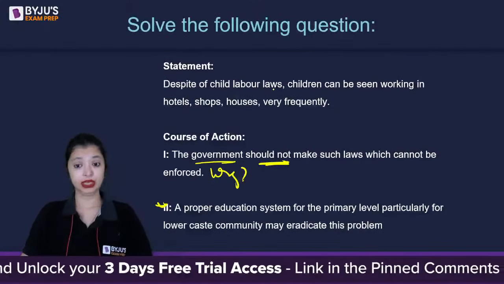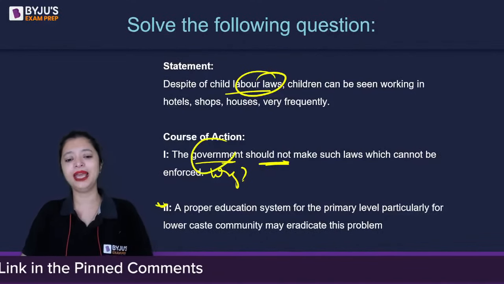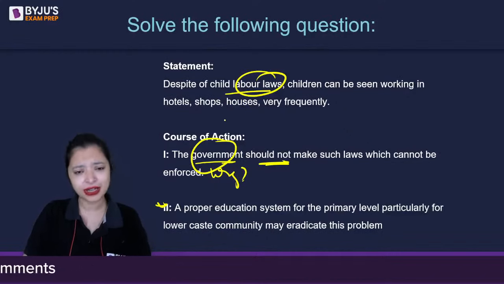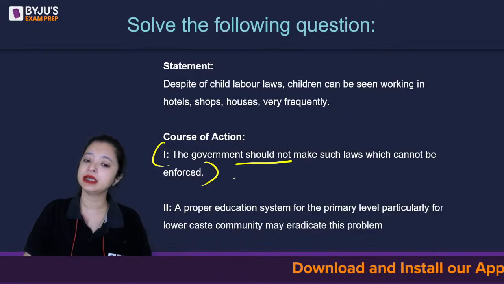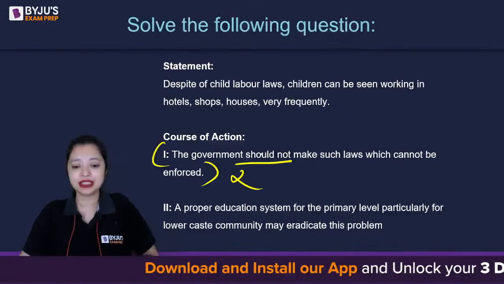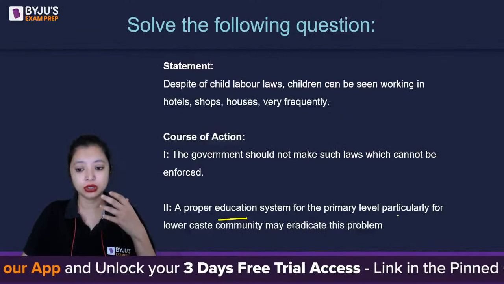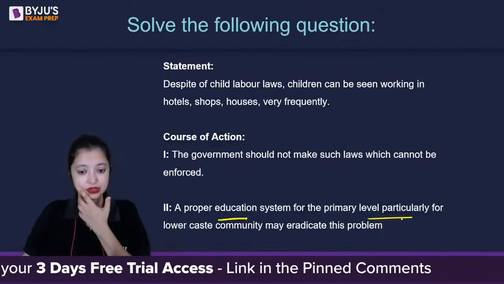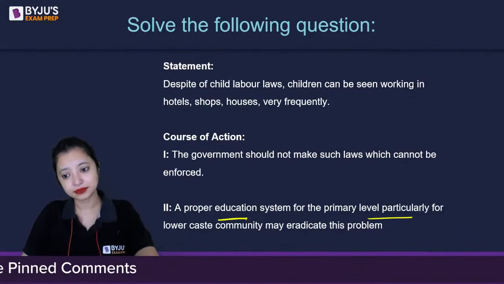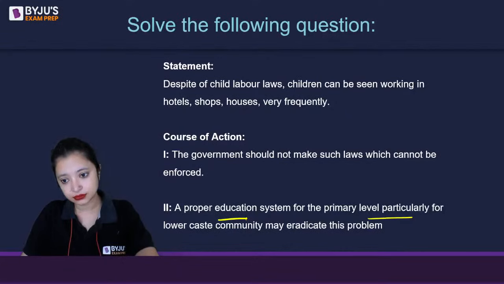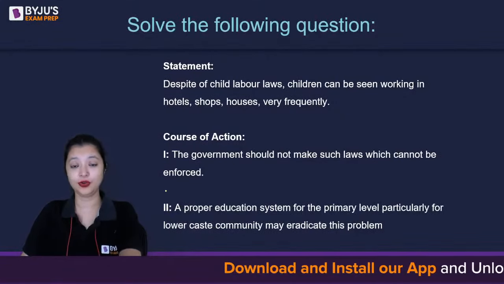So, if child labor is increasing, it's not about blaming. We aren't doing a blame game. We have to find a solution. And this is no solution at all. It's an opinion, and opinions are uncalled for. We'll eliminate them. A solution is a proper education system, primarily for the primary level and lower caste communities. That is going to be a solution. So it's going to be only and only this that follows.